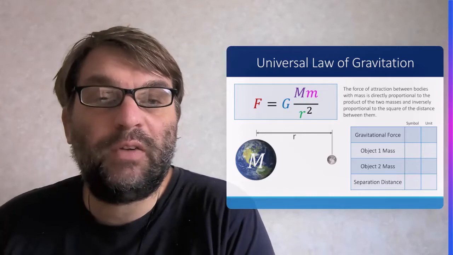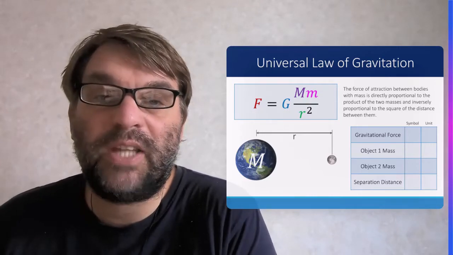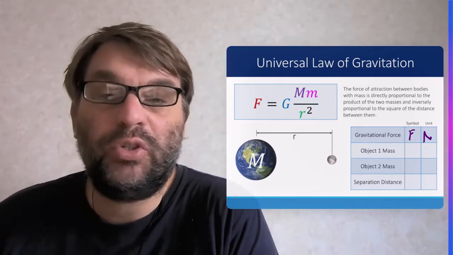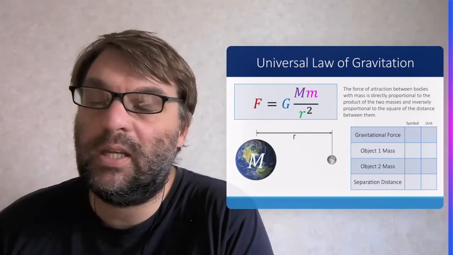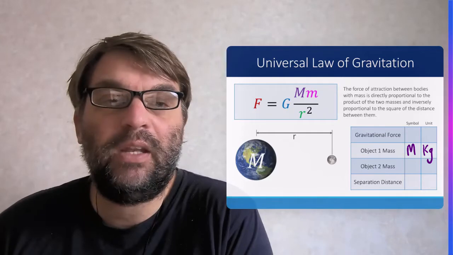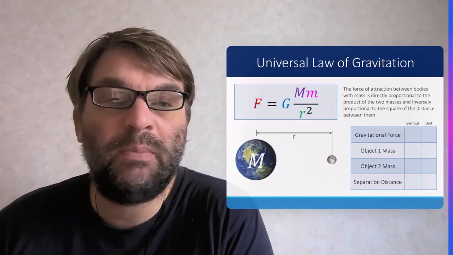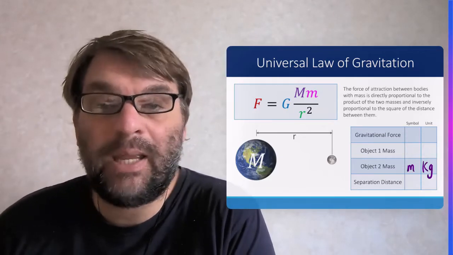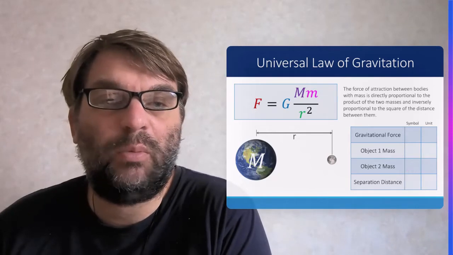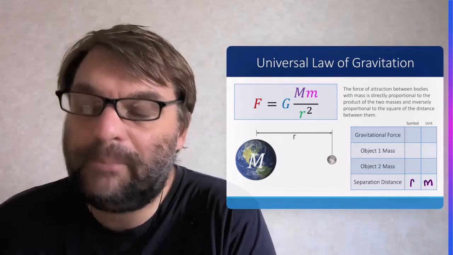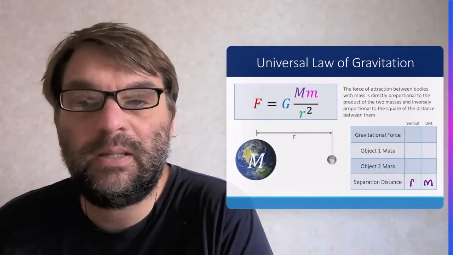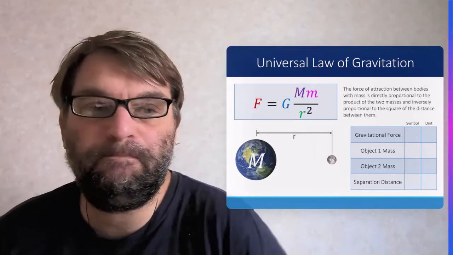So the gravitational force, the symbol is capital F, and the units, being a force, are newtons. The object 1 mass is big M, in kilograms, and object 2's mass is little m, and again just like object 1's mass, it's in kilograms. The separation distance r is a distance measured in meters.